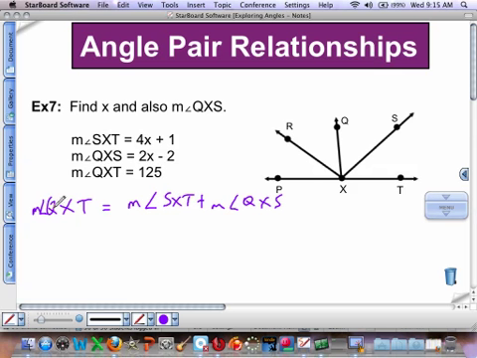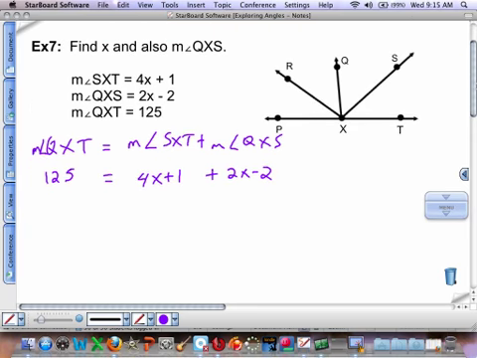Yeah, start putting the values in. So QXT is 125, SXT is 4x plus 1, QXS is 2x minus 2. And guys, this just becomes algebra 1.